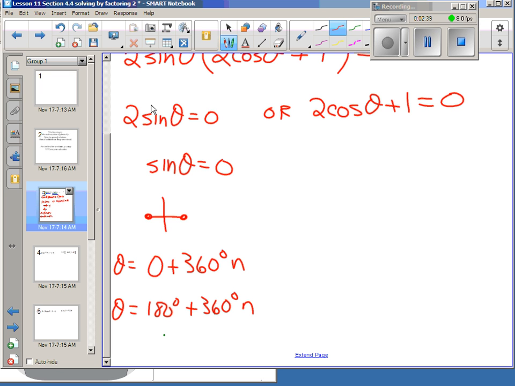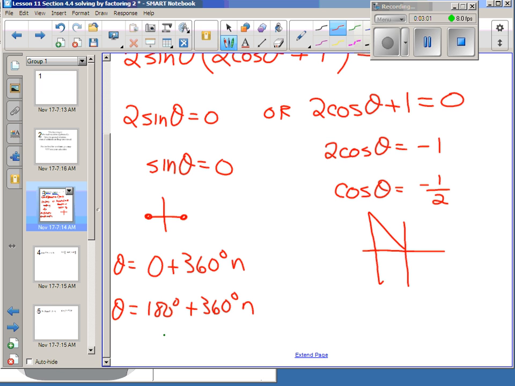Over here, I can solve by subtracting my 1. 2 cosine of theta is negative 1. And then I divide by 2. Cosine theta is negative 1/2. So I've undone all my outside transformations. There are no inside transformations. So now I'm at find my angles. Cosine is negative in quadrants 2 and 3. And the 1/2 is the small side of the 30, 60, 90. So if this is the 1 and this is the 2, then this would be the 60.